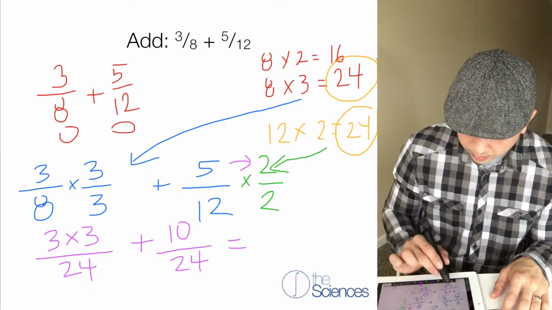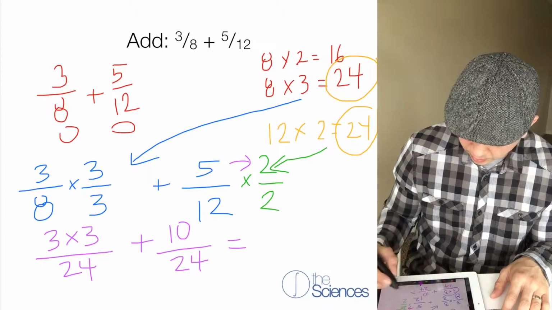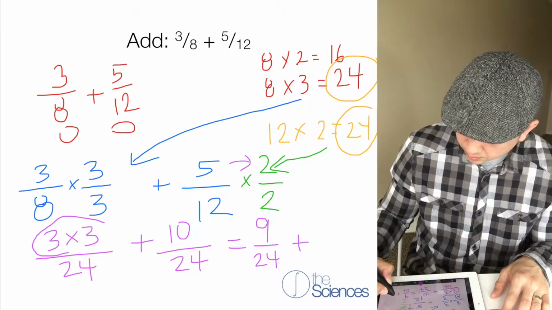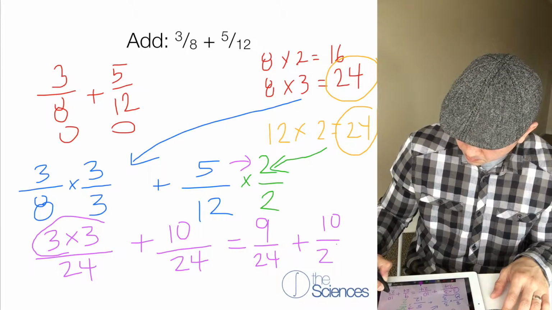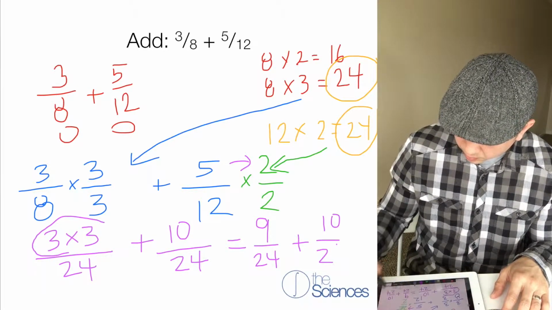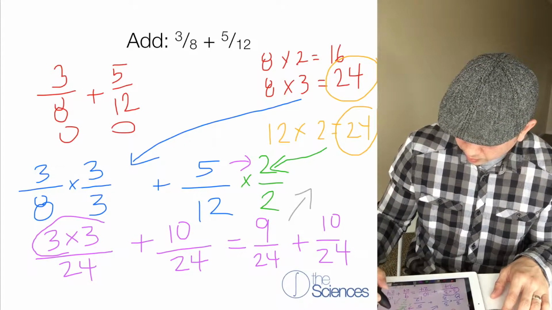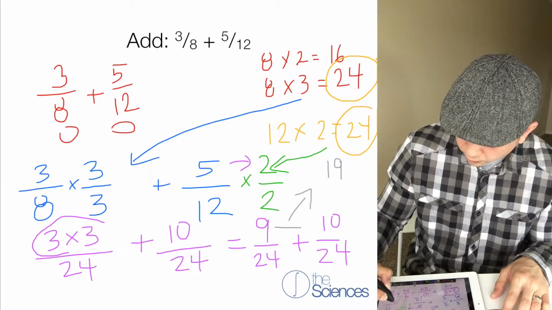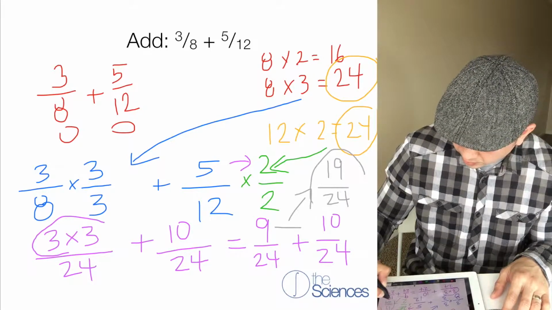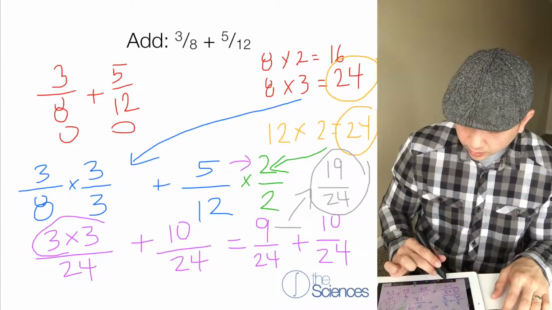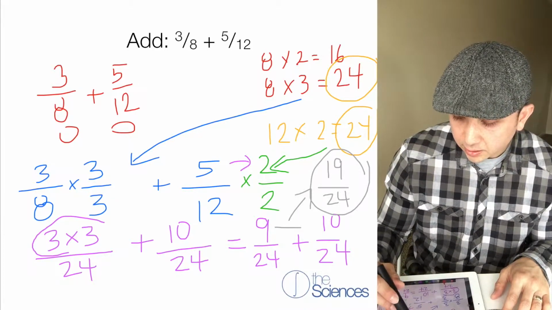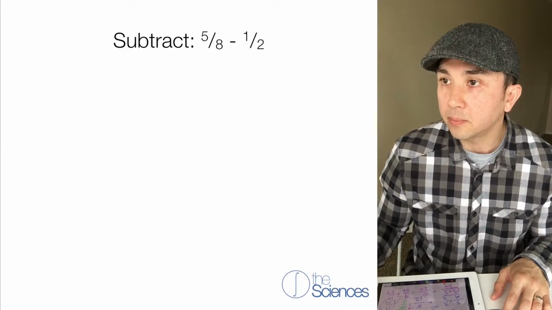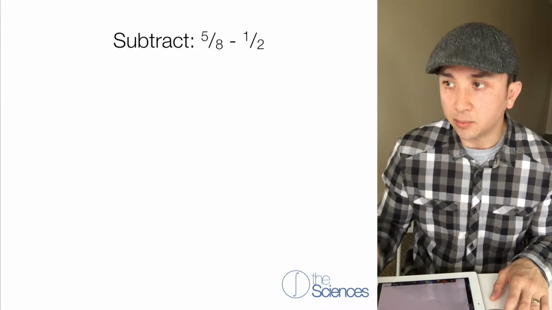So now we can rewrite this as 3 times 3 is 9 over 24 plus 10 over 24. So that gives us 9 plus 10 is 19 over 24. So that's our answer, 19/24. Adding 3/8 plus 5/12 gives us 19 over 24. Now let's subtract 5/8 minus 1/2.